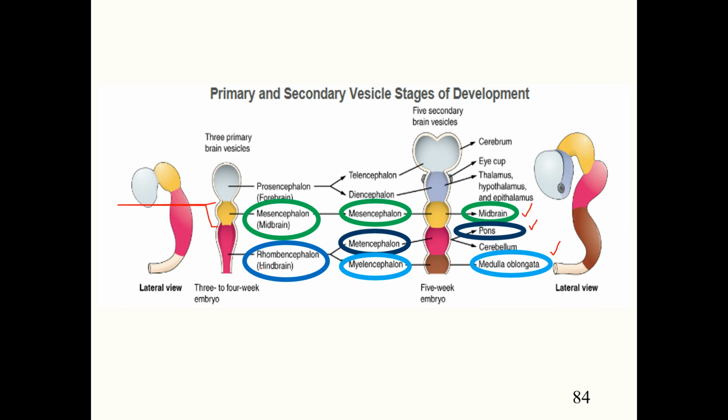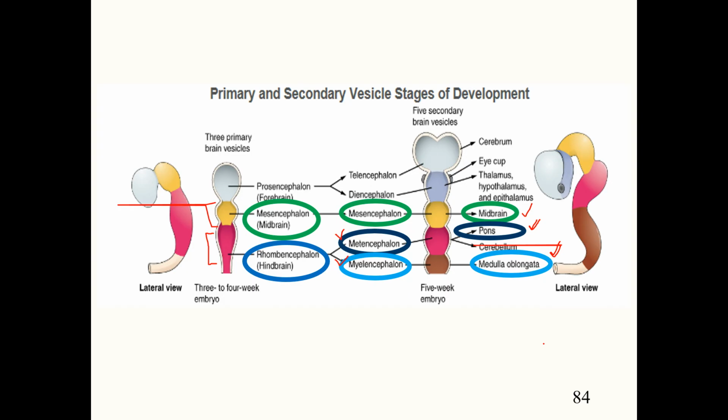Now, the rhombencephalon, remember, is the last of the primary vesicles. It's the most posterior of the three primary vesicles. And when you get to the five secondary vesicles, it's going to divide into the metencephalon and the myelencephalon. The metencephalon will form the pons in the adult brain. The myelencephalon will form the medulla oblongata in the adult brain.